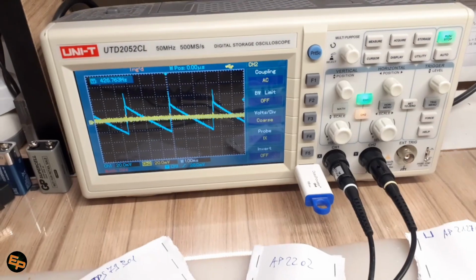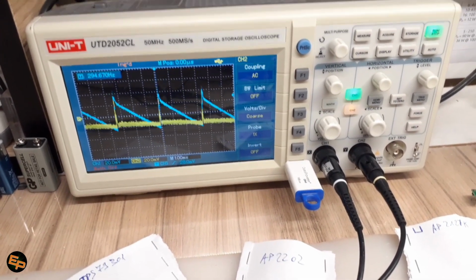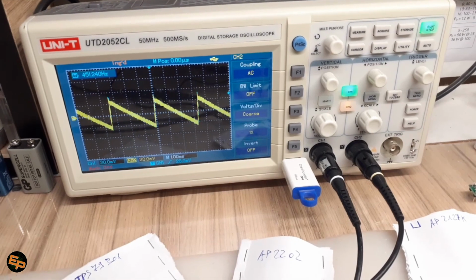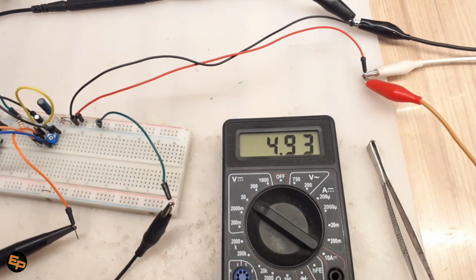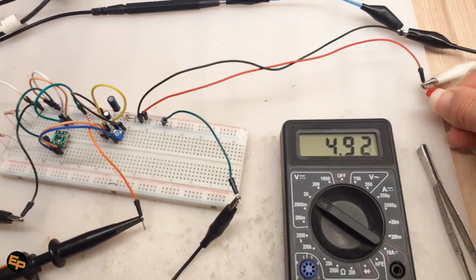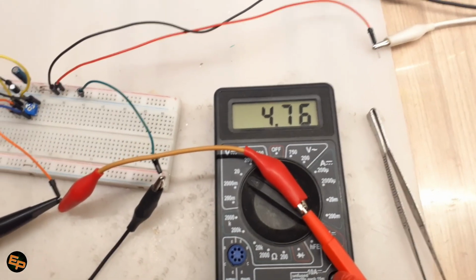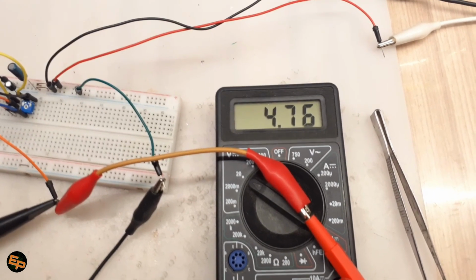Last chip, the Texas Instruments one, with 50 milliamps. The same test. On the input we have some 4.93 volts. On the output, 4.76.